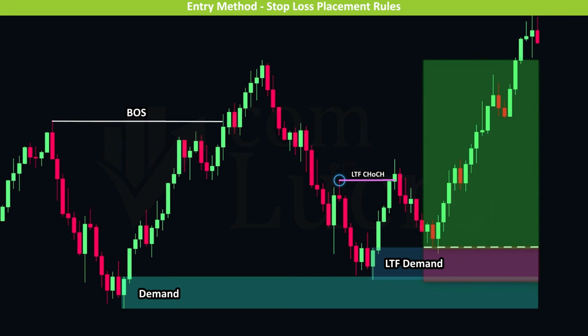When you combine precise entries, proper stop-loss placement, and clear take-profit rules, you stop guessing and start trading like a professional, where discipline turns strong setups into consistent results.